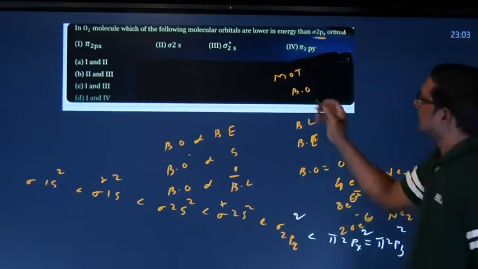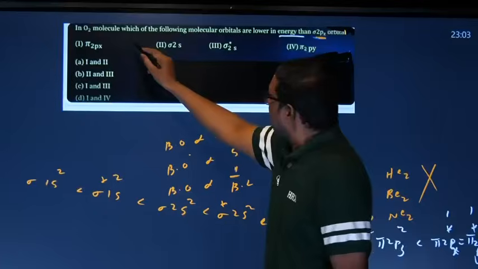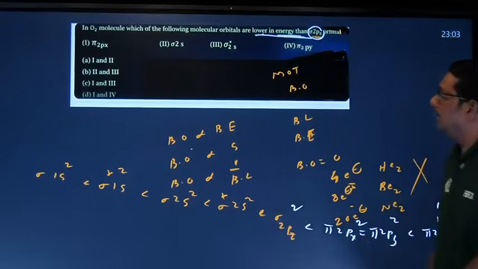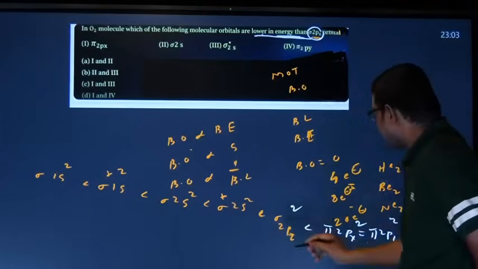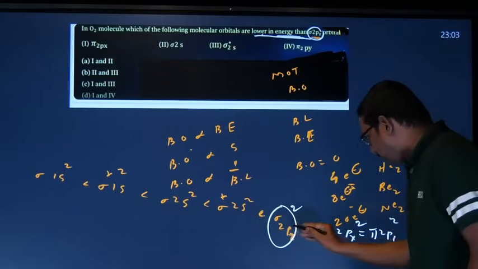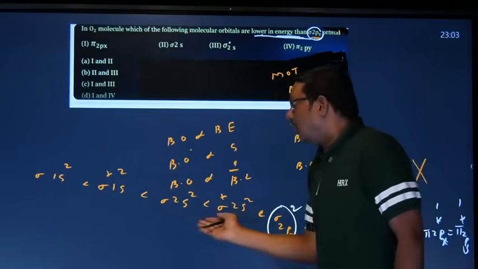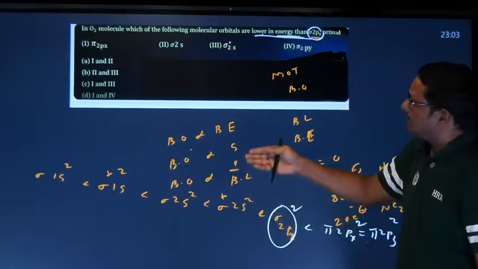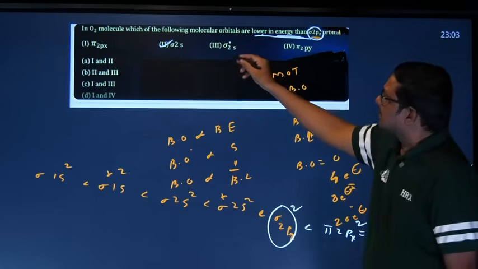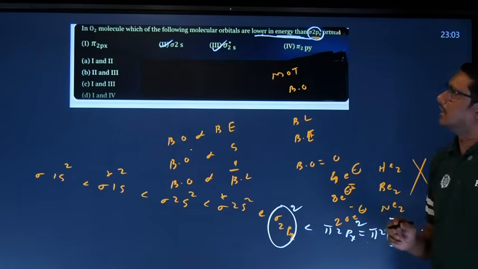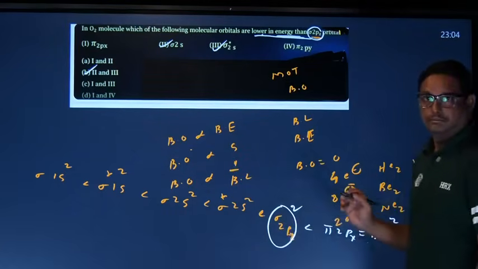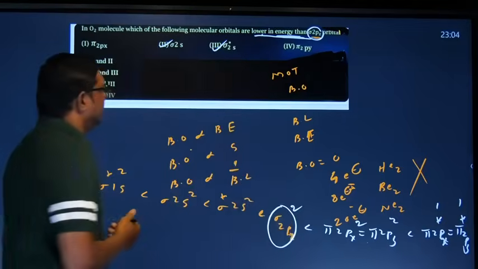In the given question, it asks for orbitals with lower energy than the sigma 2pz orbital. This is my sigma 2pz orbital. As compared to it, these orbitals have a low amount of energy. So it can be sigma 1s, sigma 2s, and also sigma star 2s. That means the correct option is 213.